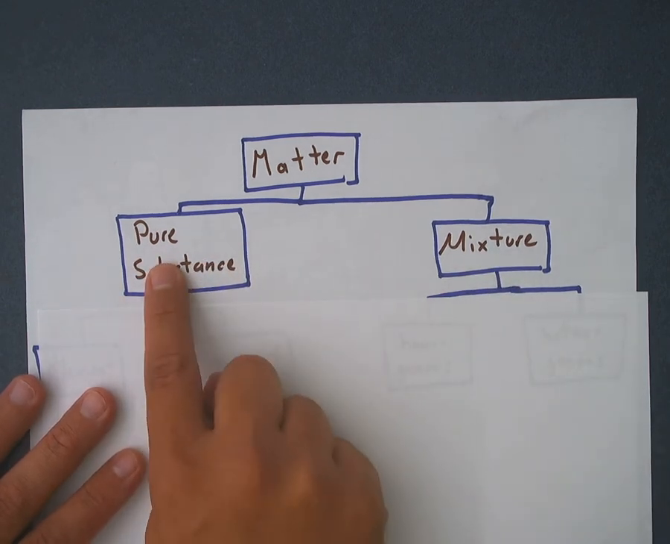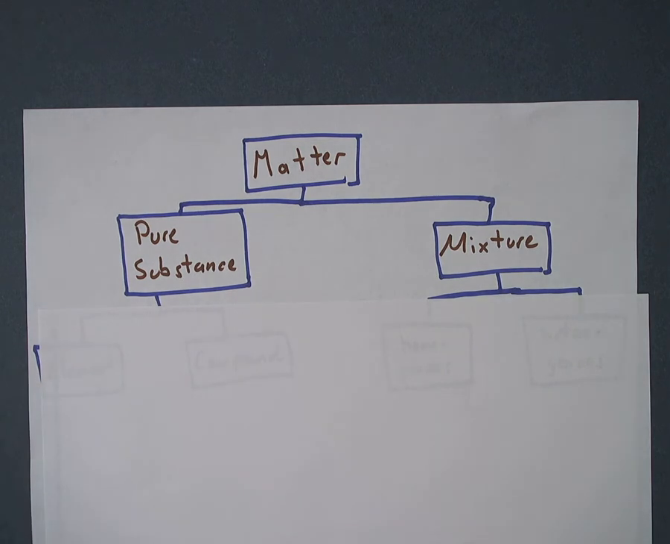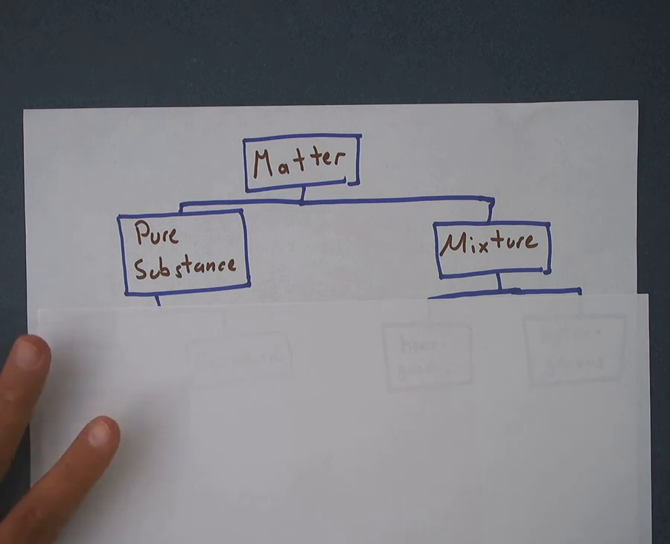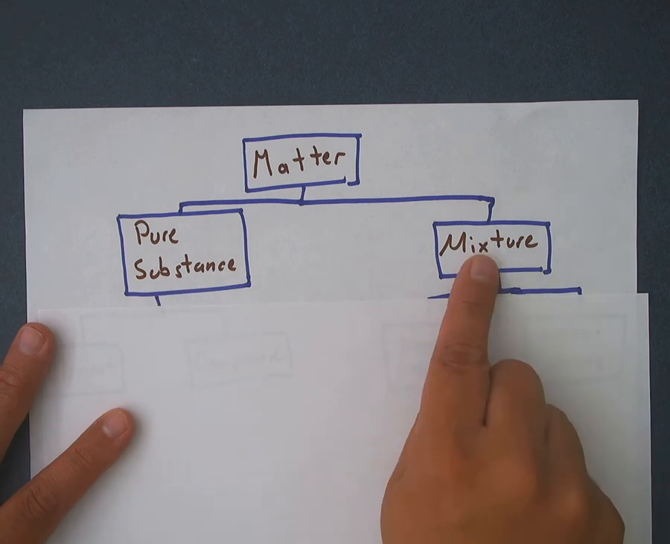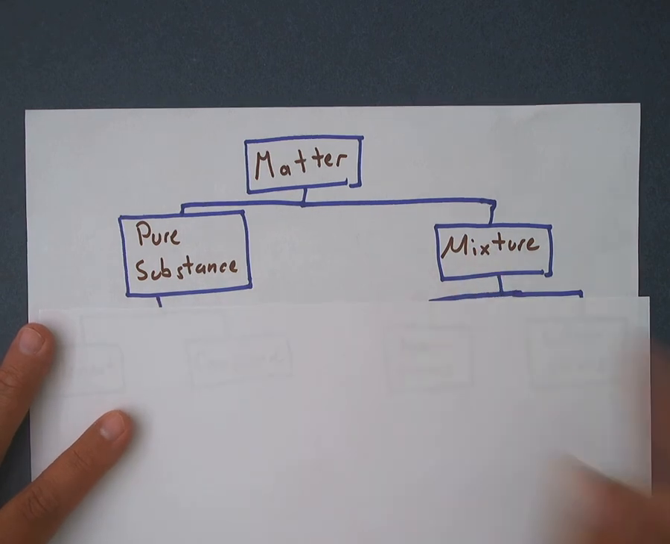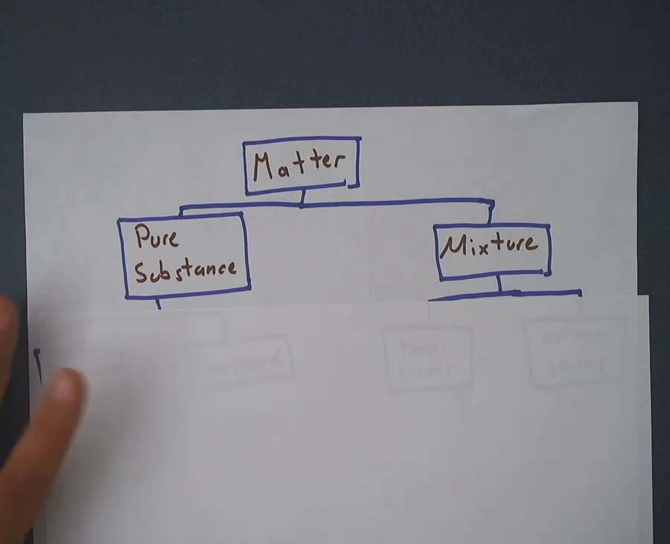So a pure substance would be any substance that is made of just one component. So if you had a sugar cube, that could be pure sugar. Water could be a pure substance. But if you were just to grab water out of a lake or a river, that would be a mixture because there's more than one thing within the water, okay?